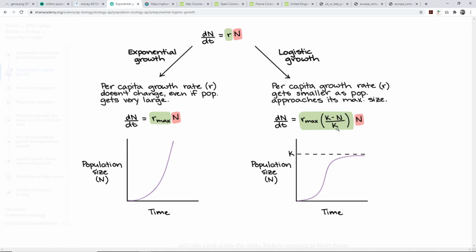So what you can say is that when N is 0 or close to 0, this term is effectively equal to 1. K minus 0 over K is 1. So you end up with Rmax multiplied by N, which is the same as the exponential growth curve. When N is a small fraction of K, then the same is also true, although K minus N will not be the same as K, it will be close to it, so this term will be close to 1.